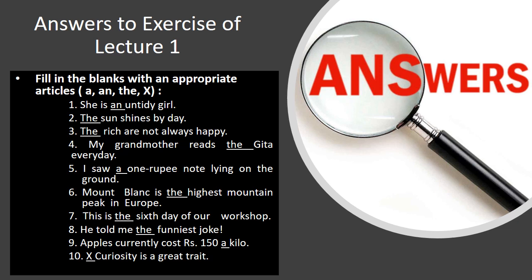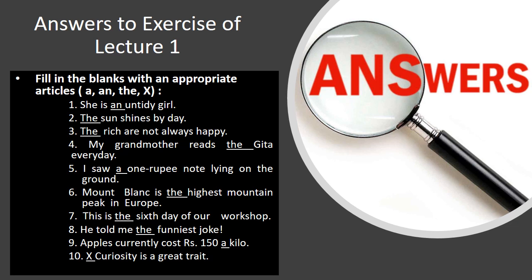Number 1, she is dash untidy girl. An untidy girl. Now here untidy starts with the letter U, but it gives the sound "un", a vowel sound. That's why we use an, because here a vowel sound is there.